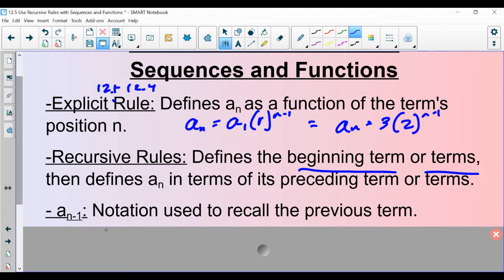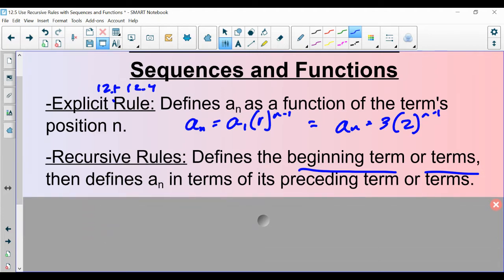If we wanted to know, let's say here, the fifth term, I might say, well, it's 4 more than the fourth term. And then you're like, I don't know the fourth term. The fourth term is 4 more than the third term. And the third term is 4 more than the second term. And you have to work your way all the way back to the first term, which will be defined at the beginning.